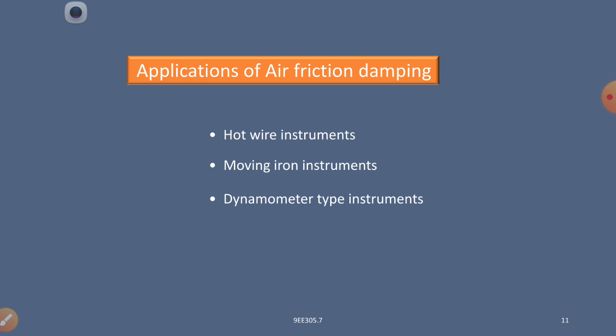So moving coil instruments, moving iron instruments, and dynamometer type instruments are the different types of instruments generally used in our electrical engineering measurements. What those are, we will see later. Generally, dynamometer type instruments are wattmeters. In wattmeters we are going to use this air friction damping. These are some applications of damping.